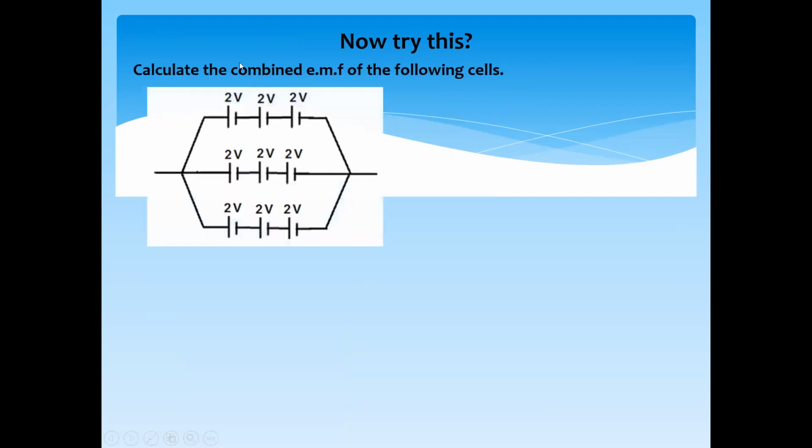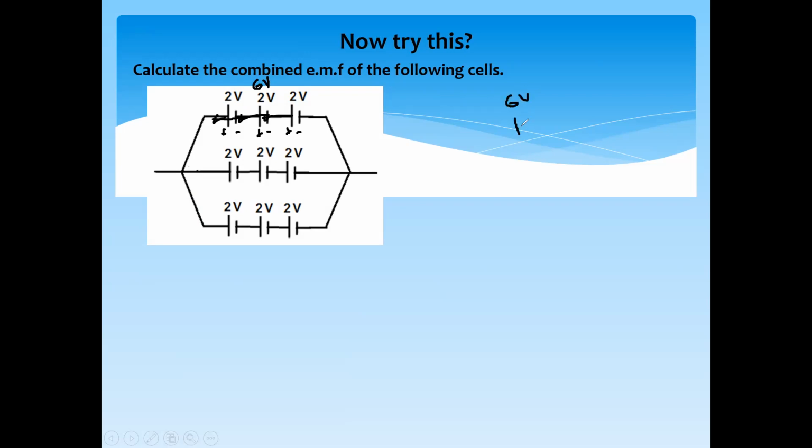For example, we want to find the combined EMF of the following cells. So the question is, what is the combined EMF? Here, this is plus minus, plus minus, plus minus. So it means that they all want to transfer the energy in the same direction. So this will be 6. In the same way, the bottom will be 6. So all will be 6 here.